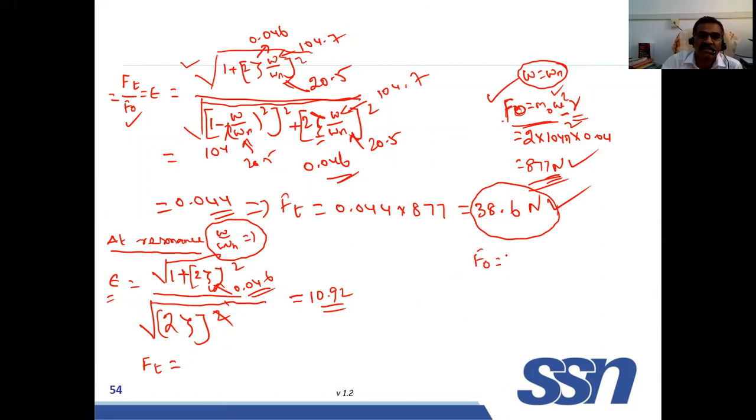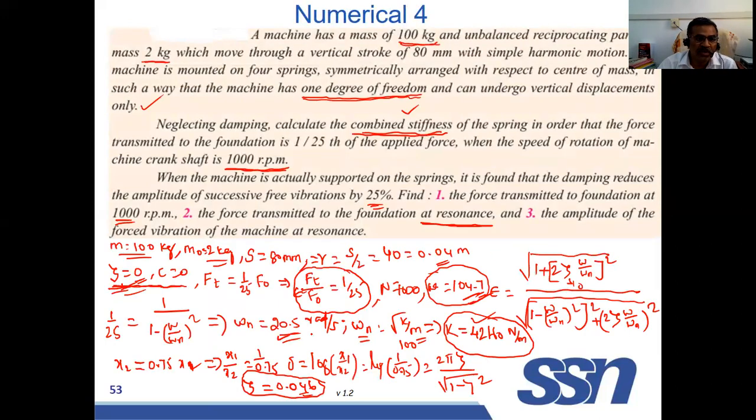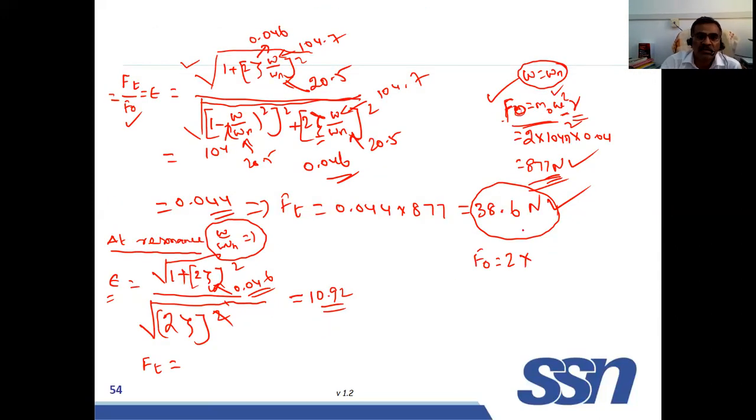F naught at resonance is 2 into omega n, which is 20.5. Instead of 104, you put 20.5. So 20.5 square into 0.04 gives F naught as 33.6 newtons. Here, if we calculate Ft, 10.92 into 33.6 newtons, it is 367 newtons.